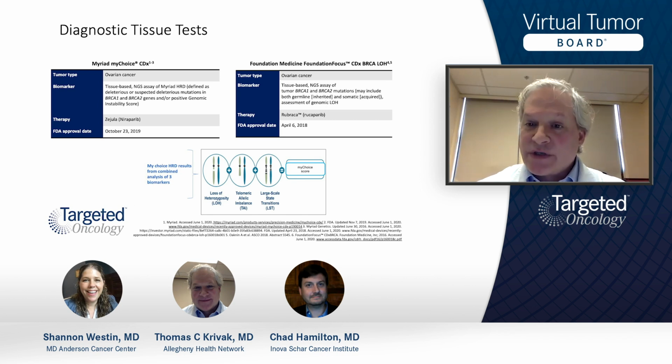The Foundation Medicine score is an LOH score, and that test was developed alongside the use of rucaparib in ARIEL3, I think it was. When they looked at the percentage, they tried to guide the percentage cutoff by how patients responded on treatment. So the tests were developed a little bit differently and measure HRD slightly differently. So how you test folks is important, and how you describe it is important.